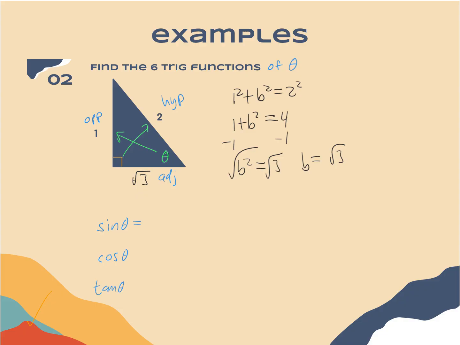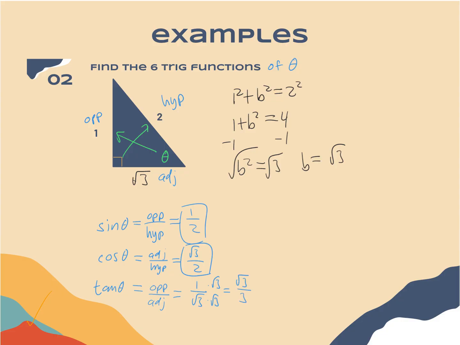All right, so sine, once again, I know that that's opposite over hypotenuse, which is going to get you 1 over 2. All right, cosine, I know that that's going to be my adjacent over hypotenuse, which is the square root of 3 over 2. All right, now tangent is going to be opposite over adjacent, which is going to be 1 over the square root of 3, but keep in mind we can't have a square root in the bottom. So I'm going to multiply the top and the bottom by the square root of 3 to rationalize it. So we get the square root of 3 over 3.